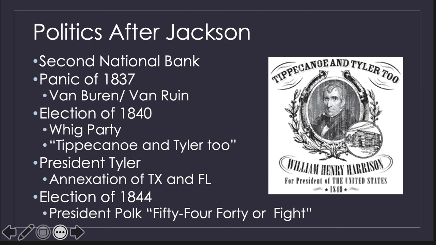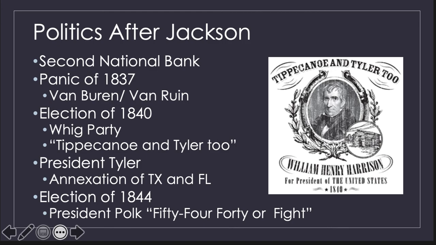Polk goes back to the roots and calls himself a Jacksonian Democrat. He is going to encourage what we call manifest destiny. He is an expansionist. Manifest destiny meaning it is the destiny of the United States to expand from sea to shining sea. Polk is going to set his eyes on Texas and Oregon. He also wants to expand all the way out to California.